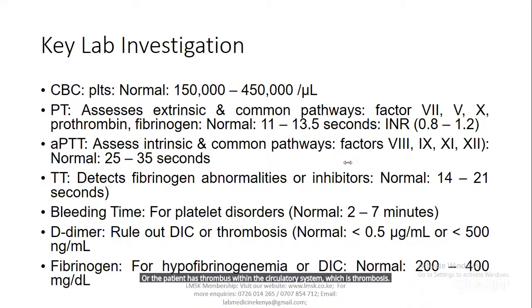Then the other one is fibrinogen. Fibrinogen levels estimation. Fibrinogen is expected to be between 200 to 400 milligrams per deciliter. So if you find that someone has below 200 milligrams per deciliter, then this person could be suffering from hypofibrinogenemia. And if the person is having excess fibrinogen, then they could be suffering from disseminated intravascular coagulation. Next.